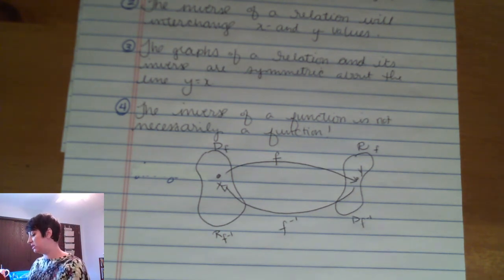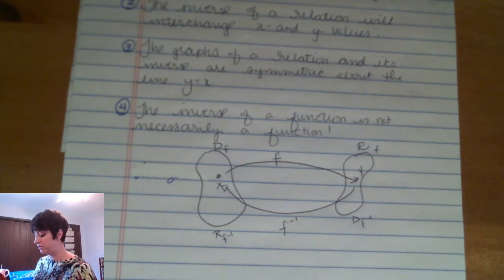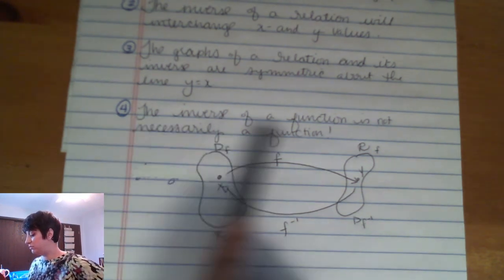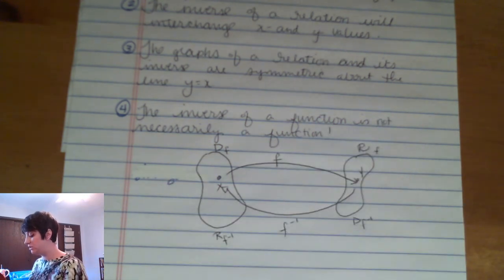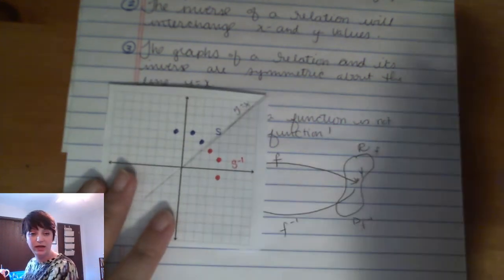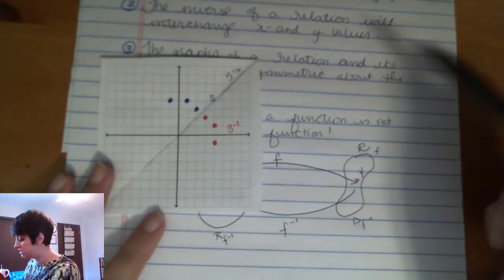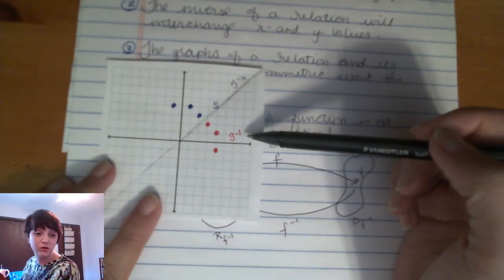So that's the relation with the inverse and the functions and the domain and range. That was also illustrated on the previous example. Now, the last point, number 4, was that the inverse of a function is not necessarily a function. So the picture that we had last time, s was a function, but s inverse was not.